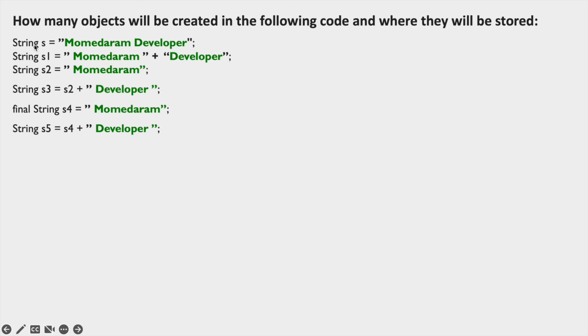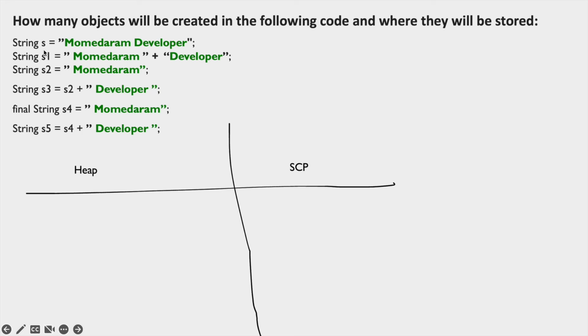So here String s = "Momedaram developer", String s1 = "Momedaram" + "developer", String s2 = "Momedaram", s3 = s2 + "developer", s4 = "Momedaram developer". Some statements are there. Now we will see how many objects will be created and where they will be stored. So in the first statement, String s, we are using a literal.